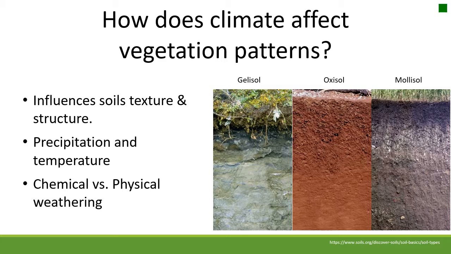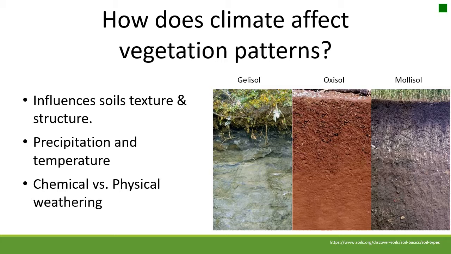So a gelisol is a tundra soil. Cold temperatures and permafrost tend to reduce water movement through the soil. So we see extreme reduction in chemical weathering. The result is slow subsurface soil development processes. Basically, the only thing going on below the surface are freezing and thawing patterns.